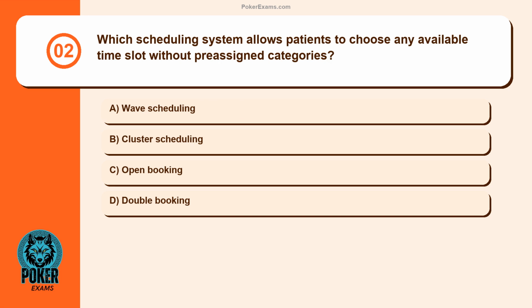Question 2. Which scheduling system allows patients to choose any available time slot without pre-assigned categories? Wave scheduling, cluster scheduling, open booking, double booking.